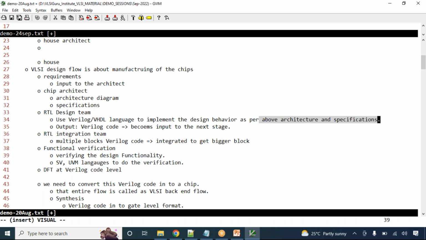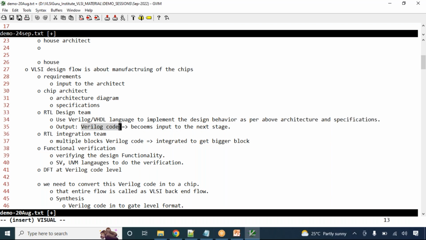Like in our construction, who was doing it? The mestri, right? He will take the architecture diagram and the different documents provided as part of the architecture, and he will start construction. Will he do it without referring to them? No, right? For him, everything becomes the input. In the same way, they use Verilog and VHDL to implement the design behavior. What is the output of this stage? A big Verilog code, which has implemented this behavior. This becomes input to the next stage.